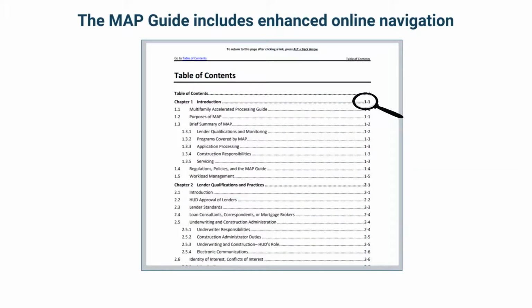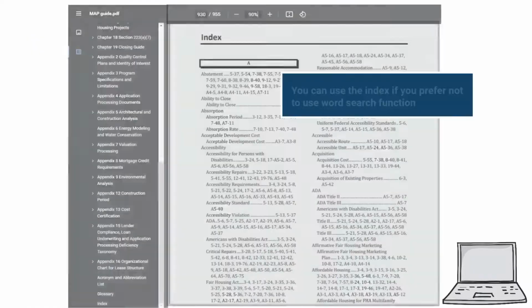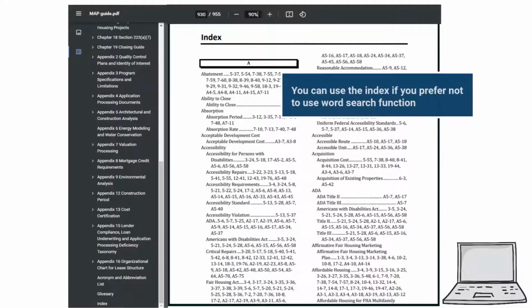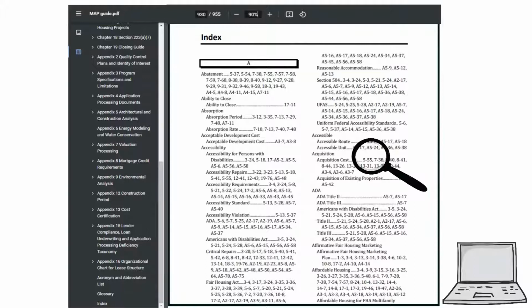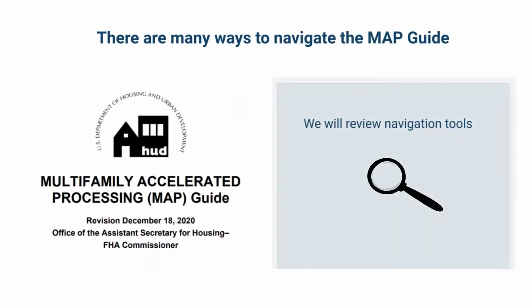Among other things, the updated Map Guide includes enhanced online navigation that includes bookmarking, hyperlinks, and similar functionality that makes the guide easier to use. It also includes an index, which you can use to find specific topics and subtopics if you prefer not to use the word search function. There are many ways to navigate the Map Guide to swiftly find the information you need. We will review these navigational tools in this tutorial.